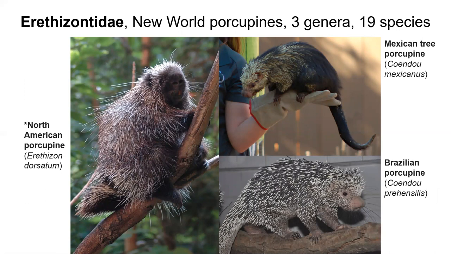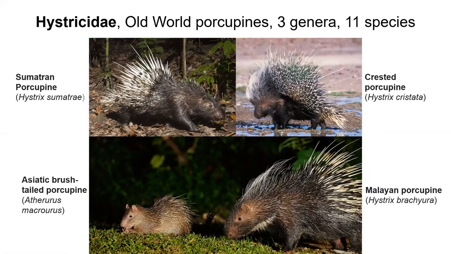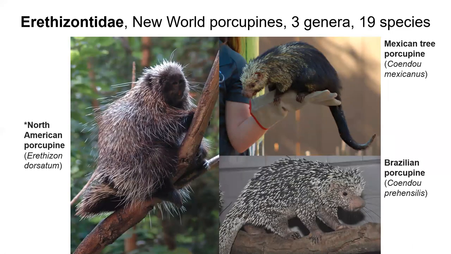And while there is some common ancestry relative to a lot of other rodents, actually the development of quills is completely independent convergent evolution of our New World porcupines and the Old World porcupines. So they're not directly related. On the left, Erethizon dorsatum is the North American porcupine. This is the one that we need to know for class.